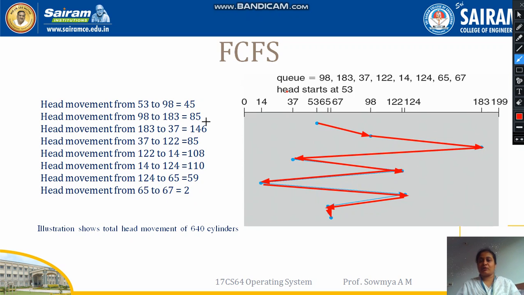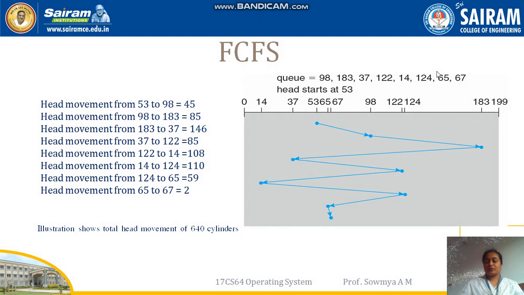Calculate the number of heads moved for each movement. Add total head moved. You will get total head movements for this cycle, that is 640 cylinders. So total head movements of 640 cylinders has happened from the head from 53 to 67 based on this queue movements. So this is how first come first serve works.